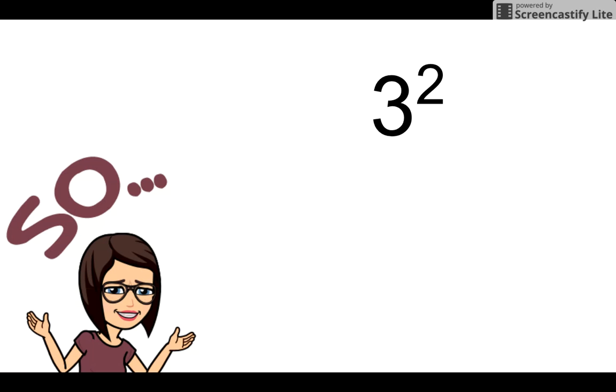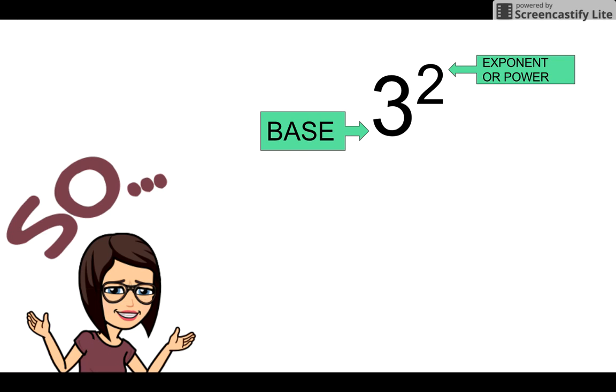So what do I do with this exponent? It's simple. You start with the base. The base tells me what number you're going to repeat multiply. And in this case, I'm going to repeat multiply 3. And the exponent tells me how many times I'm going to repeat multiply 3. And in this case, it's 2. So 3 times 3. 3 is my base. And notice I repeat multiplied it 2 times. 3 times 3 equals 9.